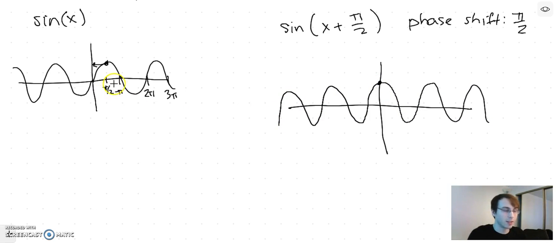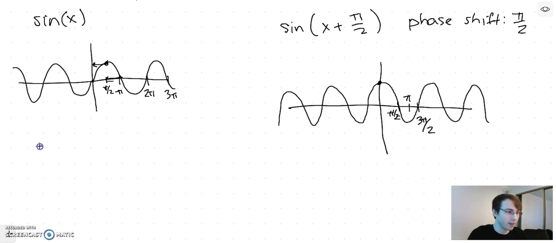So everything is going to be shifted pi over 2 units back. Now this spot where it crosses the axis, instead of being at pi, is going to be at pi over 2. Then this will be pi, this will be 3 pi over 2, and so on.